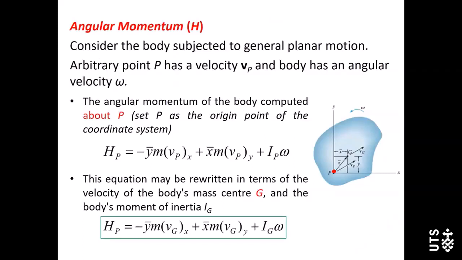The calculation of angular momentum of a rigid body must be about a selected point. An arbitrary point P may be selected to calculate the angular momentum of a rigid body. Here are the expressions. The first one is in terms of the velocity of point P, and the second one here is in terms of the velocity of the body's mass center point G, vG.